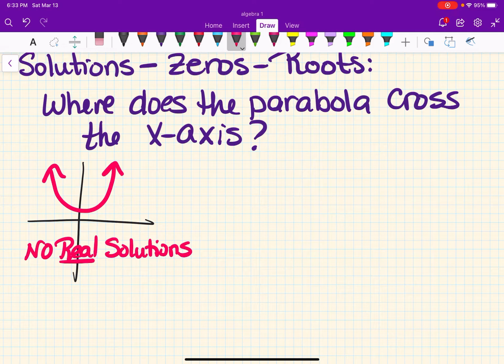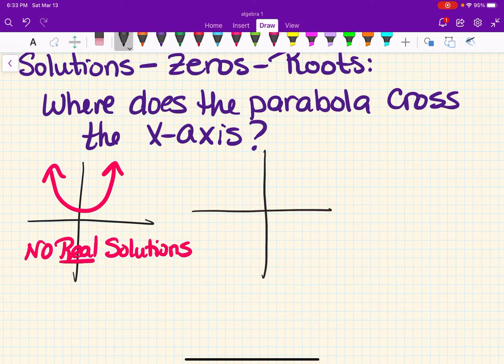And you don't get to learn about that till Algebra 2. So I know you're disappointed. I guess you could ask an Algebra 2 student to talk to you about imaginary numbers. But at this point in your algebra career, you're going to just say no real solutions. Don't say no solutions. There are solutions. We just haven't learned about them yet.